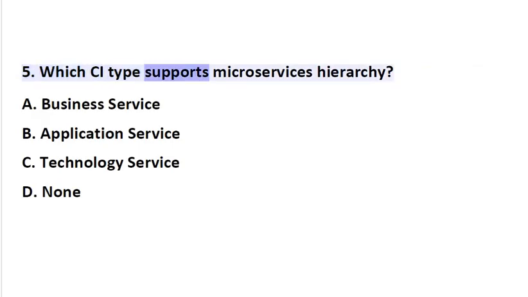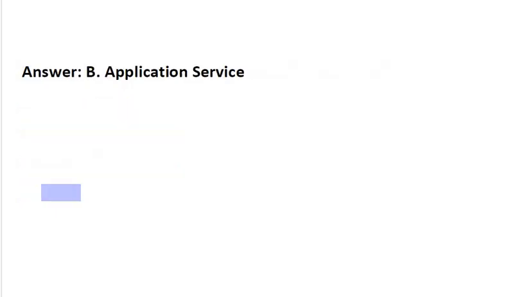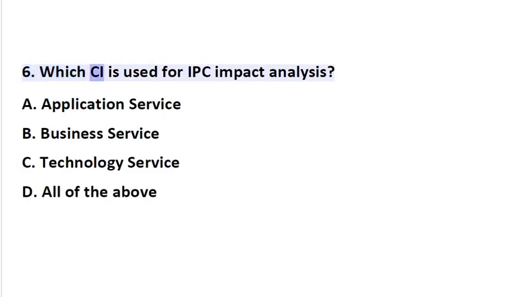5. Which CI type supports microservices hierarchy? A. Business service, B. Application service, C. Technology service, D. None. Answer: B. Application service.